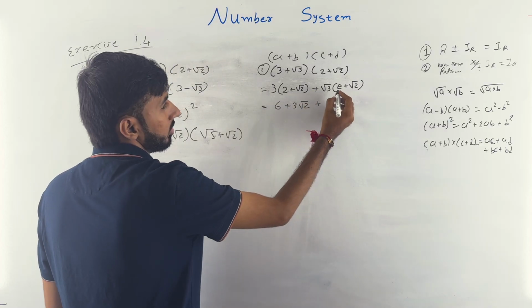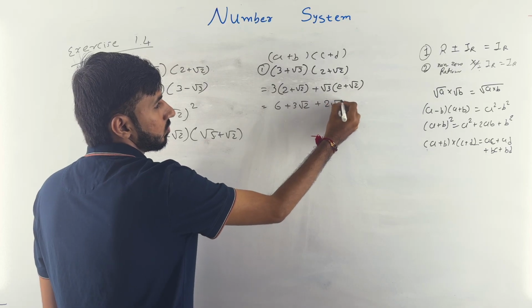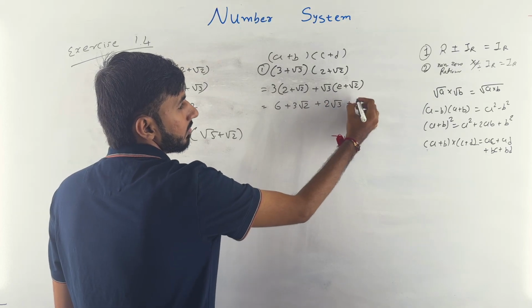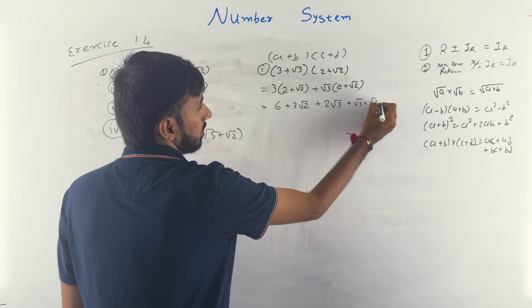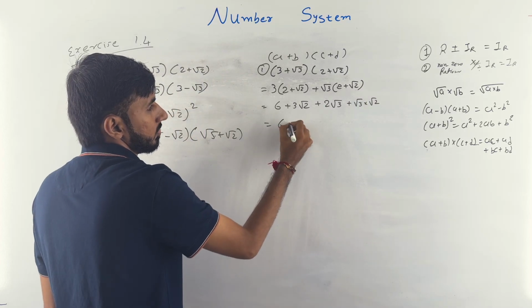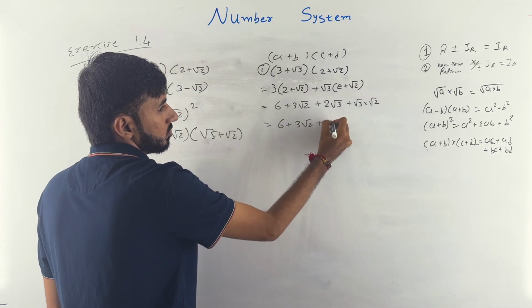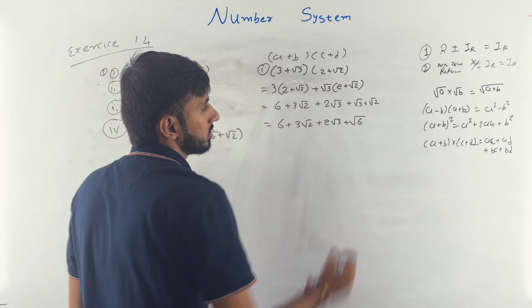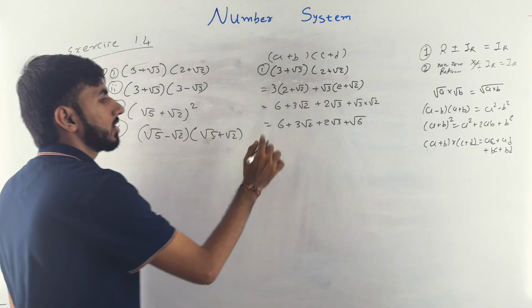Now root 3 multiplied by 2 is 2 root 3, and root 3 multiply root 2 is, let me write it here. So it is 6 plus 3 root 2 plus 2 root 3 plus I can write it as root 6, right? So it is our answer.